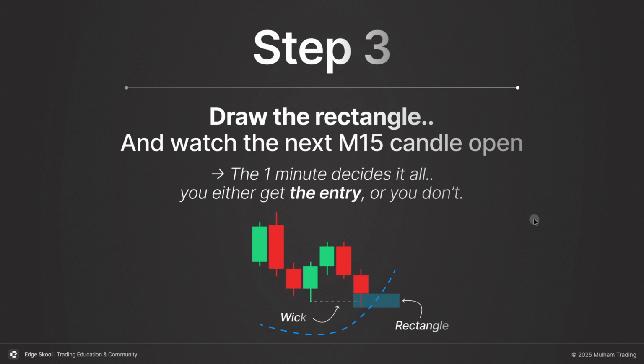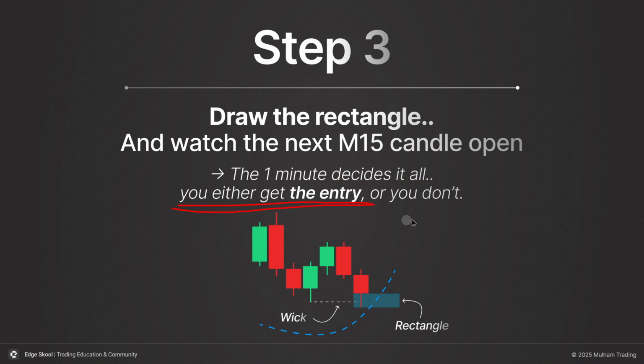The third step is going to be drawing the rectangle. After the candle closes, we have the low and the closing price of this candle. We're going to draw a rectangle from the closing price to the low, or in the opposite scenario, when price is going up, we're going to mark the high to the closing price, and we're going to be watching that next 15-minute candle open. And then we're going to switch to the 1-minute time frame, and the 1-minute time frame is going to decide everything for us.